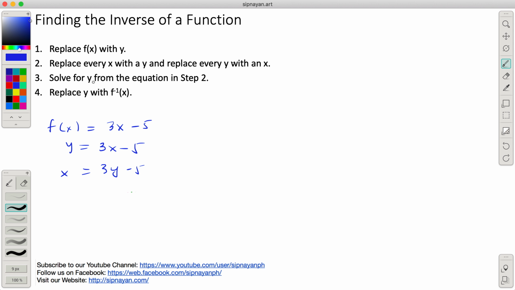Next, solve for y, no? From step 2. Ito yung step 1 natin, di ba? Step 2. So, solve for y from here. So, adding 5. Pag nag-add tayo ng 5 dito, plus 5, and then plus 5 dito, yung minus 5 plus 5 is 0. So, mangyayari dyan, x plus 5 equals 3y na lang. And then if we divide both sides by 3, 3 divided by 3 is 1, 1 times y is just y. And then we have x plus 5 divided by 3.